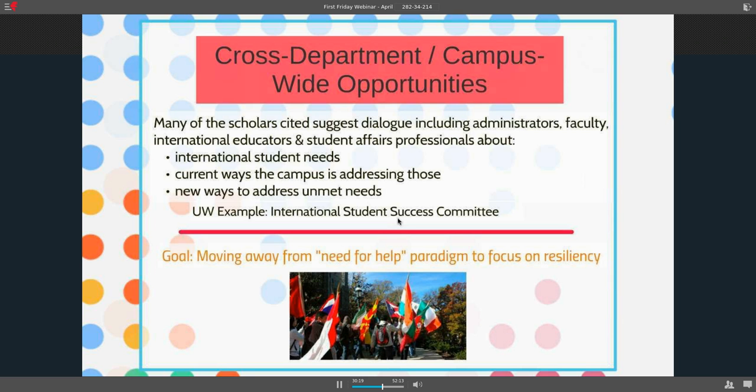And so I think this is a good idea for different campuses, at your campuses, to see if there are ways that you all can form some of those collaborative opportunities to really share what is going on with your international students.